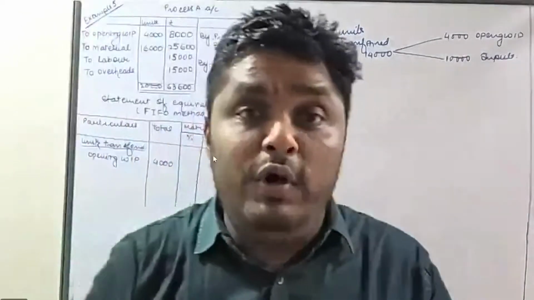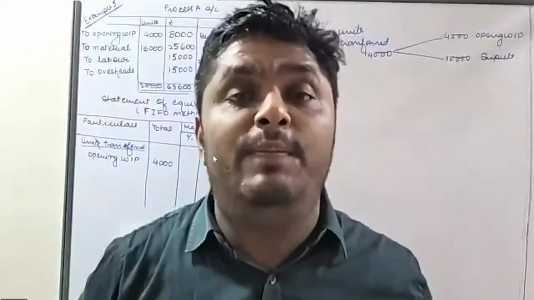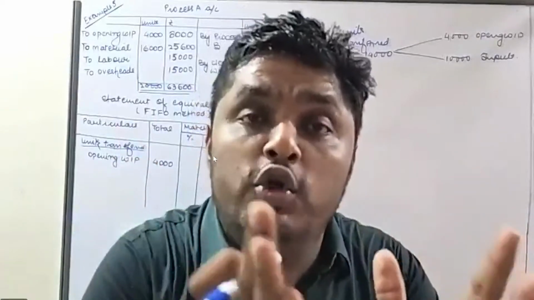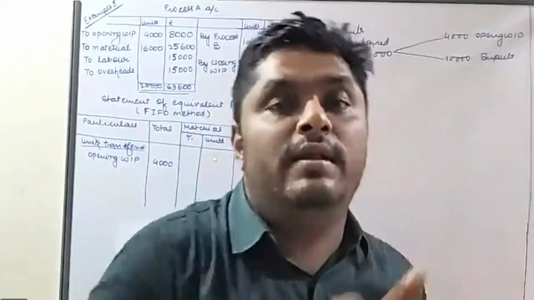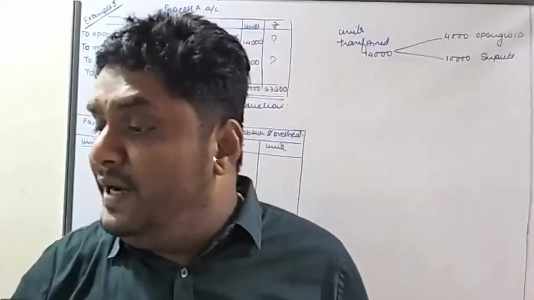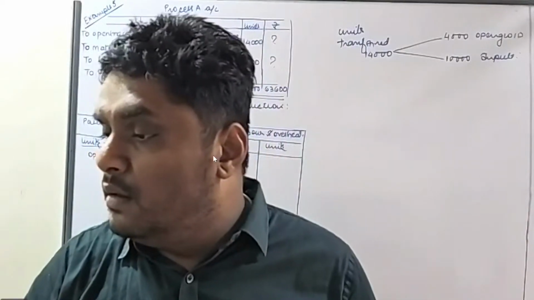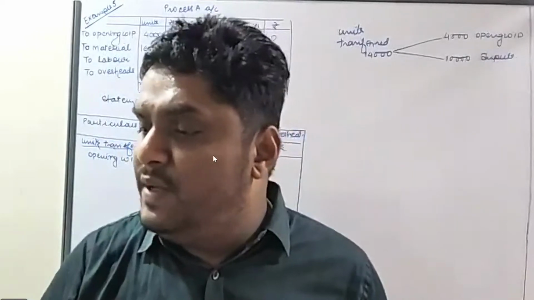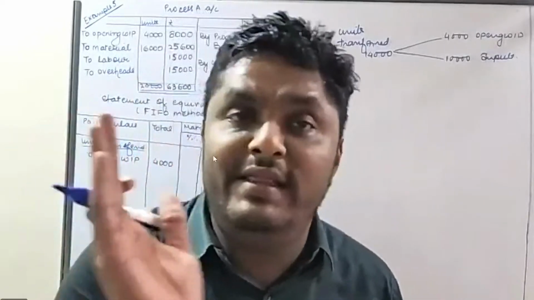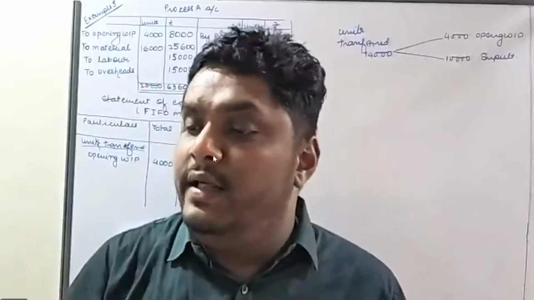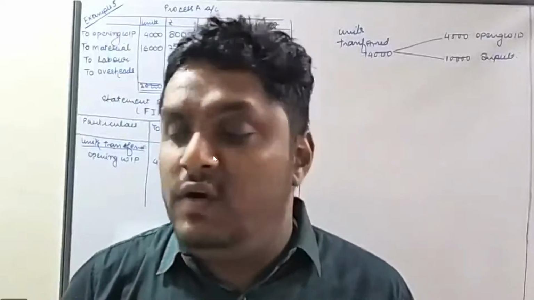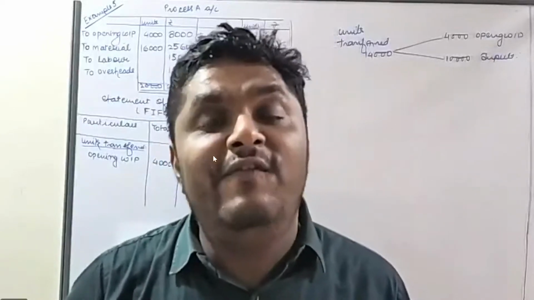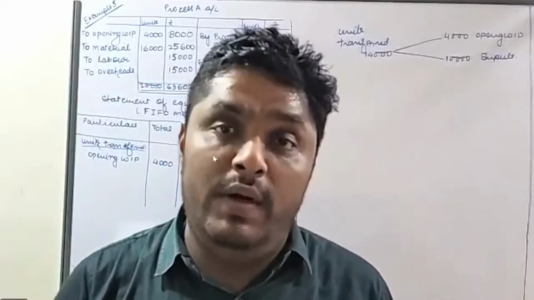Now, these 4,000 units are not 100% processed this year. Some percent of the work was completed last year. How much was completed? See, that is the work that is done in the previous year or previous month, whatever it is. It is given that this much work is already completed. That is 100% in respect of material and 25% in case of labor and overheads.